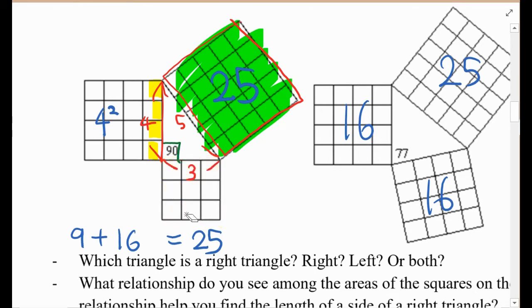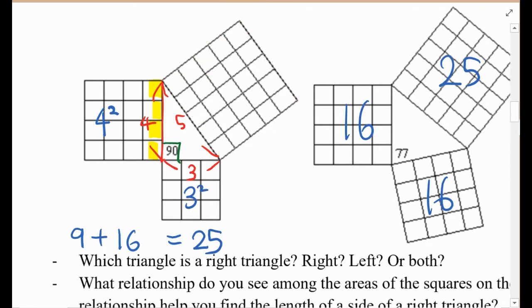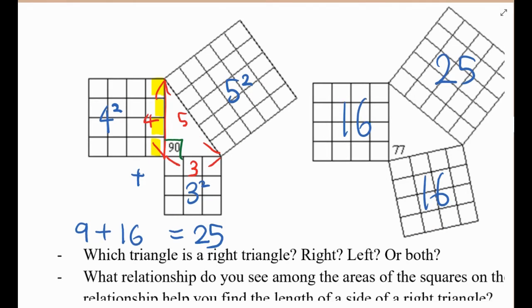How did you find 9? Same thing. You found 9 by squaring this number, 3. The 3 squared. Okay? How did you find 25? You squared 5. 5 squared. So therefore, 4 squared plus 3 squared is the same as 5 squared. Okay? Alright, then let's answer the question.